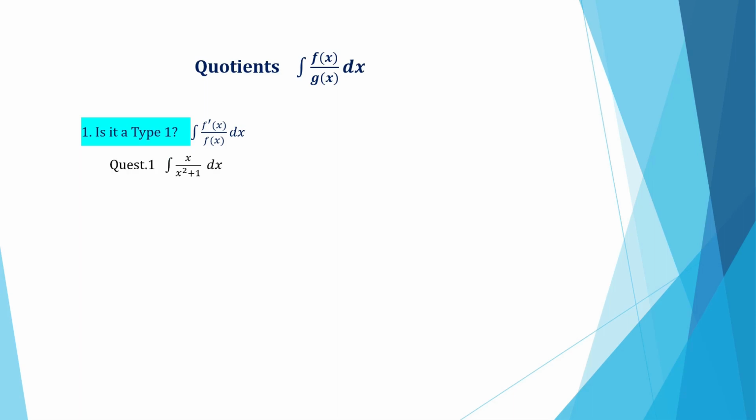Look at this first question. If we differentiate x squared plus 1, we get 2x. We've got 1x. We can make it 2x. And now you can see we have a type 1 integral. Quote the log answer and it's finished. It's quick and easy.